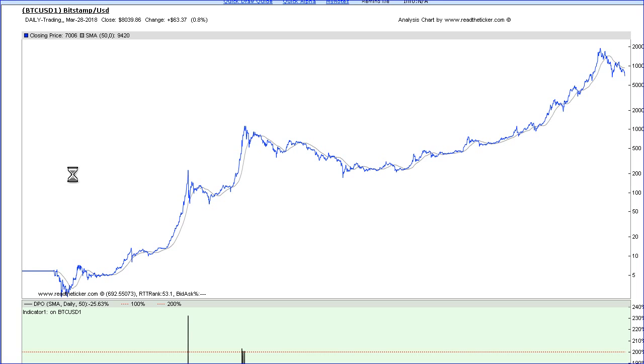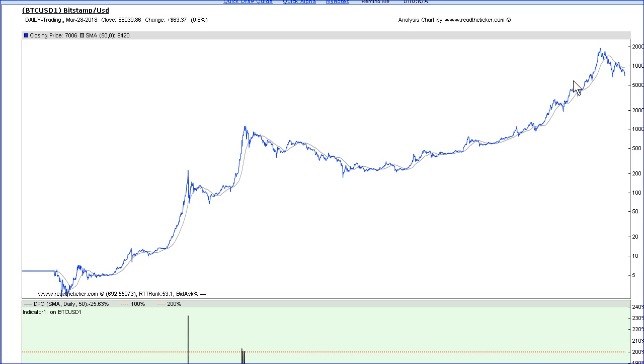Welcome to readtheticker.com. Today we're looking at Bitcoin from the Bitstamp exchange. Currently the price I'm looking at live, which is just the day before Easter in the US, is a low of 7006 and the current close is at 7197. Now the question is, how low can we expect it to go?